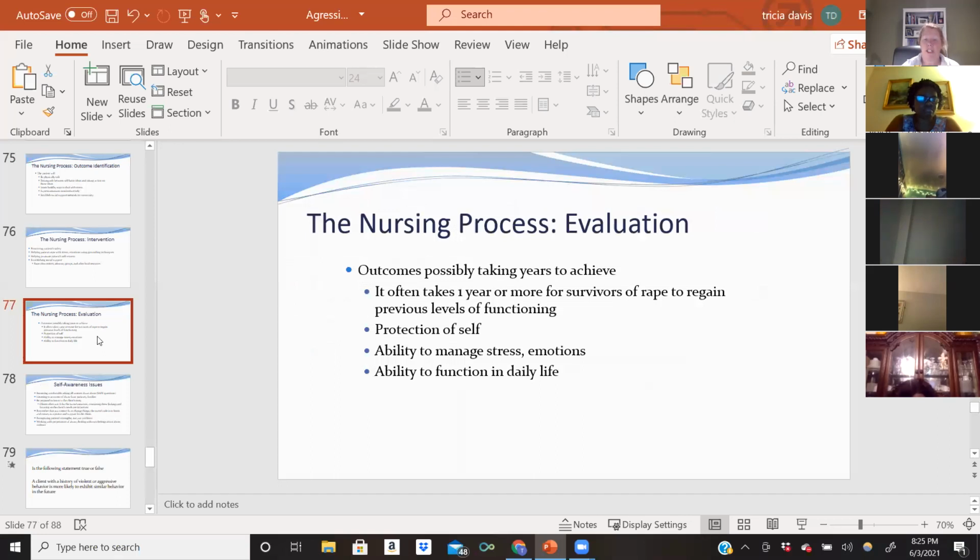So what would our evaluations be? Like I said, these outcomes could take months, they could take years, depending on the severity of the violence and how long it happened to the patient. Studies do say that it often takes a year or more for survivors of rape to regain previous levels of functioning. So they can be very debilitating. A lot can happen in this year. We want to offer protection of self. We want them to be able to manage stress and emotions, and we want them to be able to function ultimately in everyday life as they did prior to the abuse.